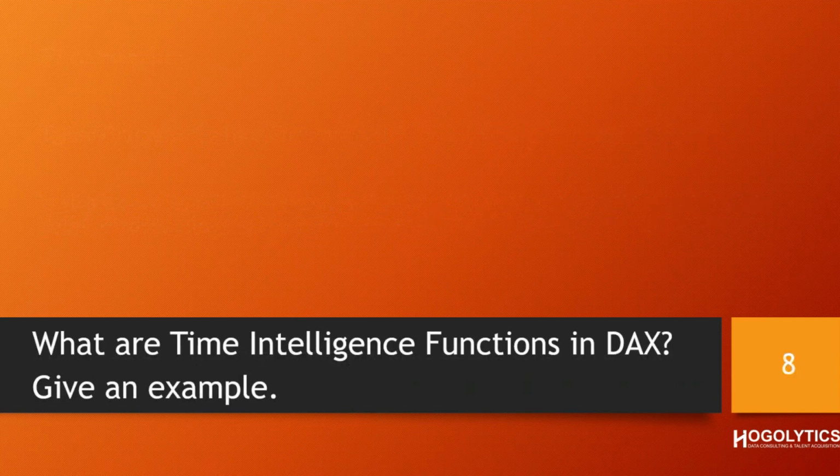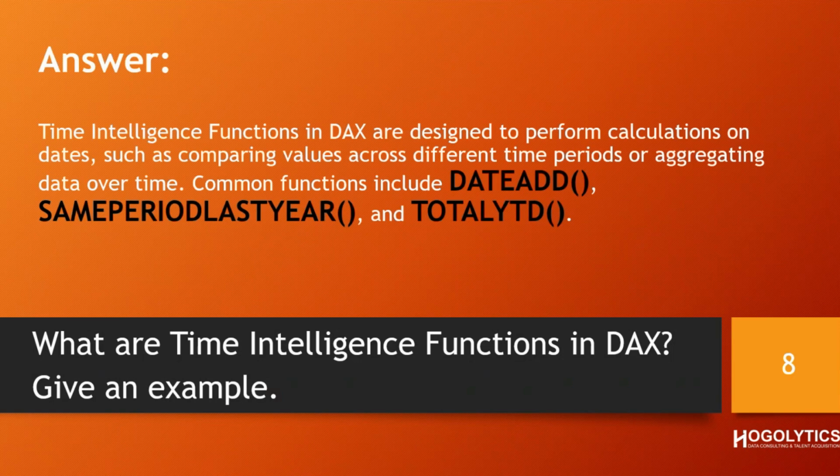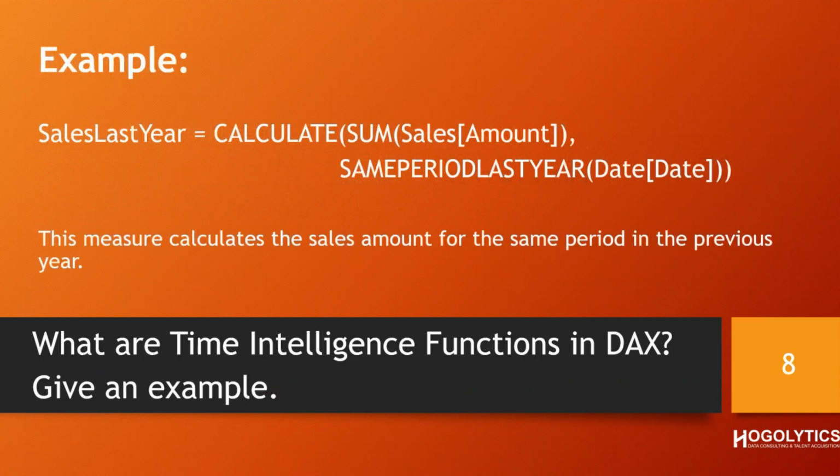Question number 8 is, what are time intelligence functions in DAX? Give an example. Time intelligence functions in DAX are designed to perform calculations on dates, such as comparing values across different time periods or aggregating data over time. Common functions include DATEADD, SAMEPERIODLASTYEAR, and TOTALYTD. For example, this measure calculates the sales amount for the same period in the previous year.